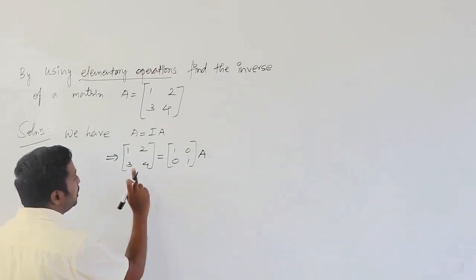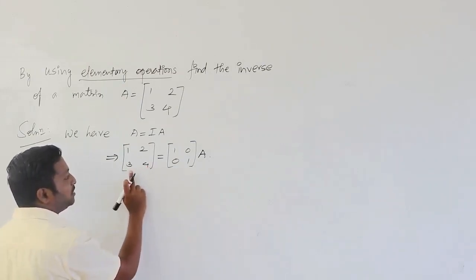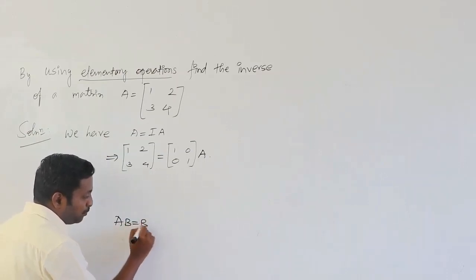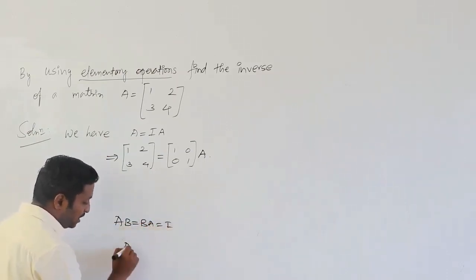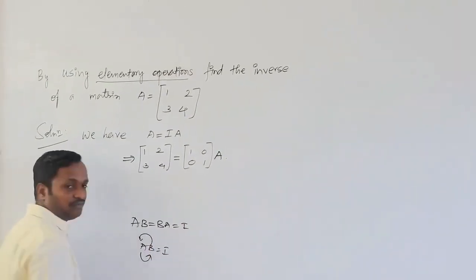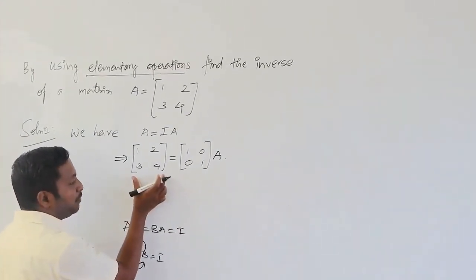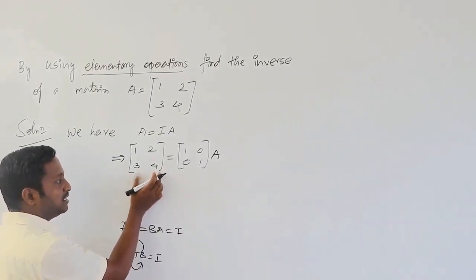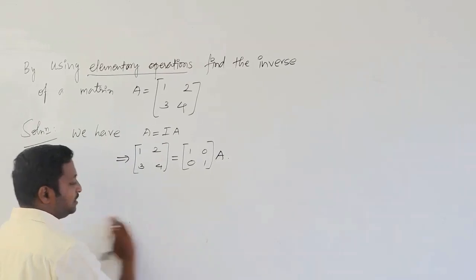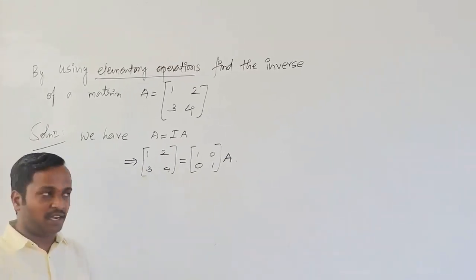Just observe. I have to convert this into the identity matrix. We know what the inverse is: AB is equal to BA is equal to I. AB is equal to I means A is the inverse of B, or B is the inverse of A. So what I will do is convert this matrix into identity; this must look like an identity.